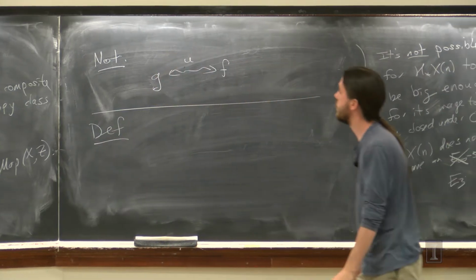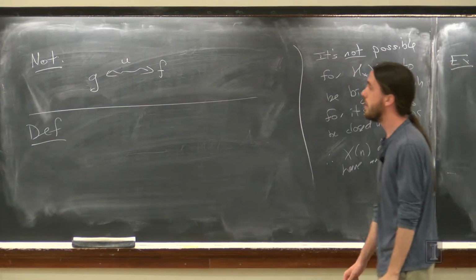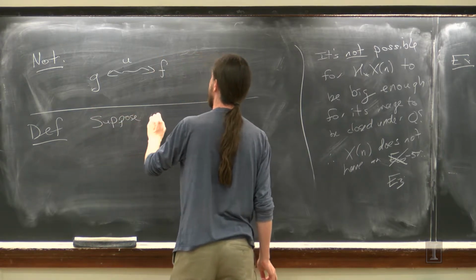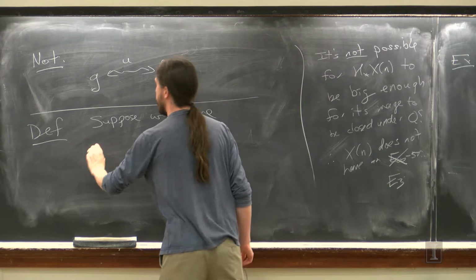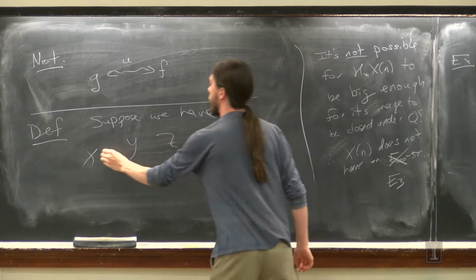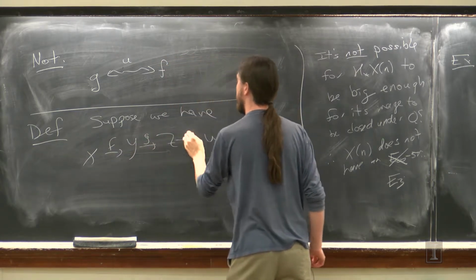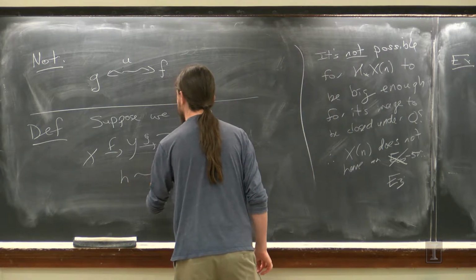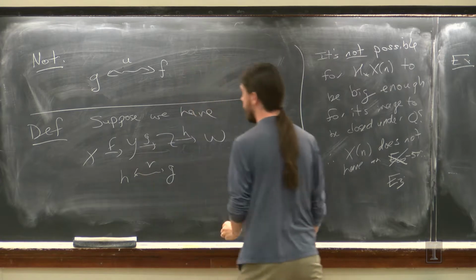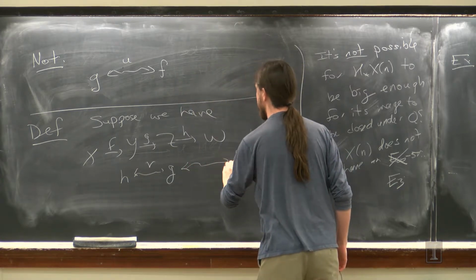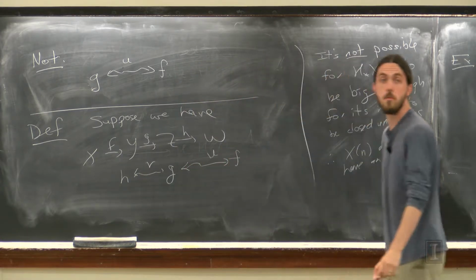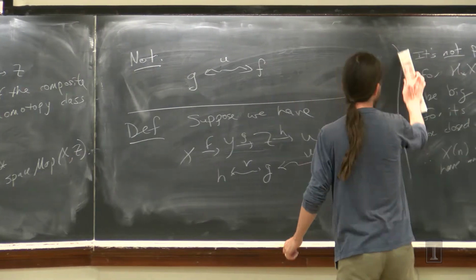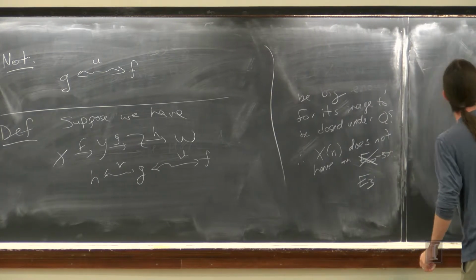So now, the next definition is when you have 2 of these in a row. That's when you get a secondary composite. So let's suppose we have 4 objects now and 3 maps, like so, and 2 tetherings. So H is tethered to G by a tethering called V, and G is tethered to F by a tethering that we call U. So we've got paths from GF to the base point and from HG to the base point.